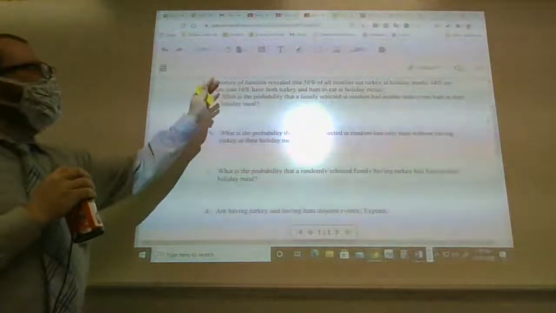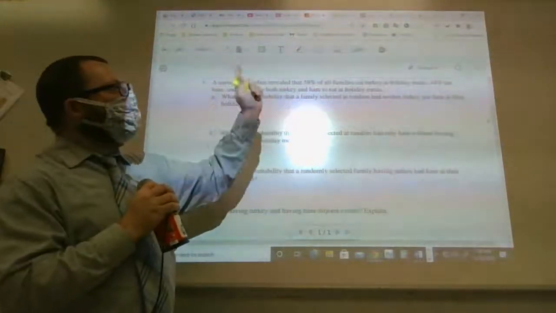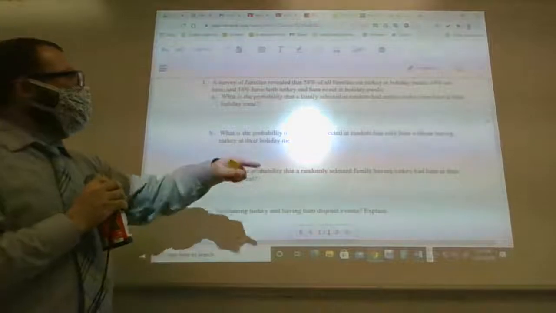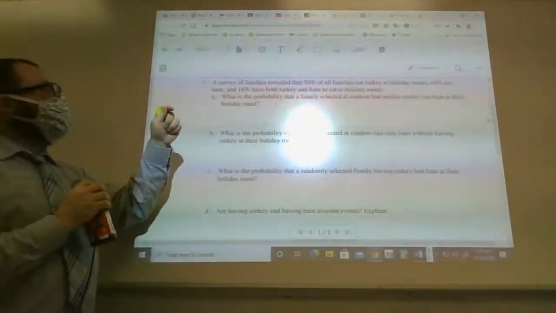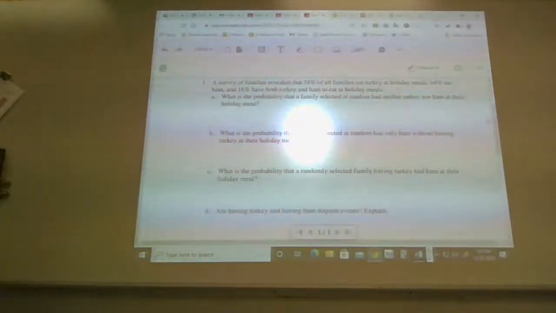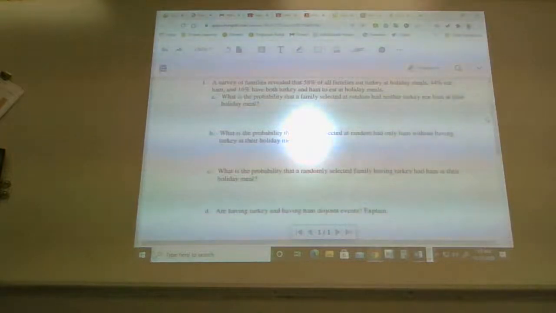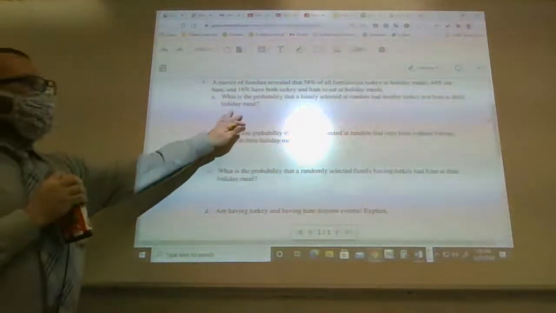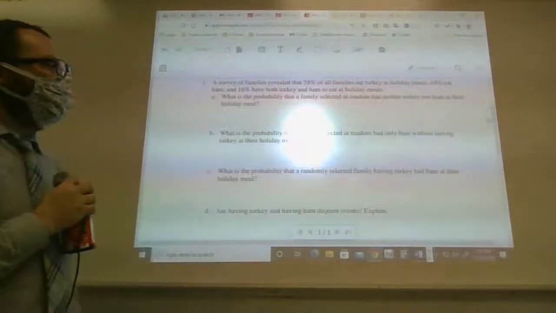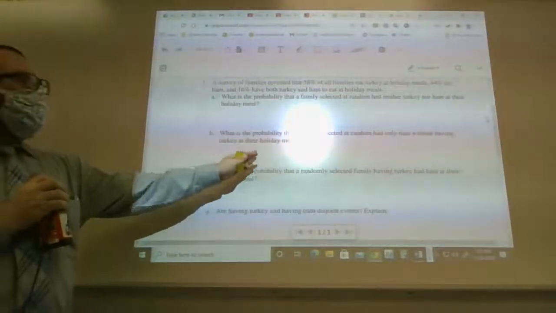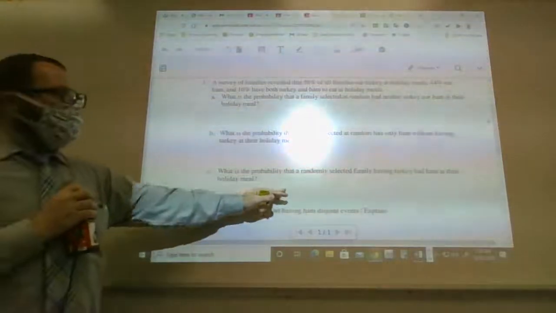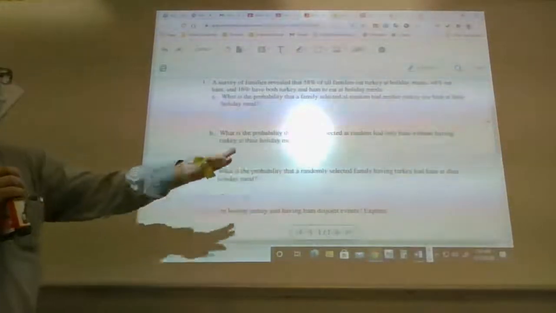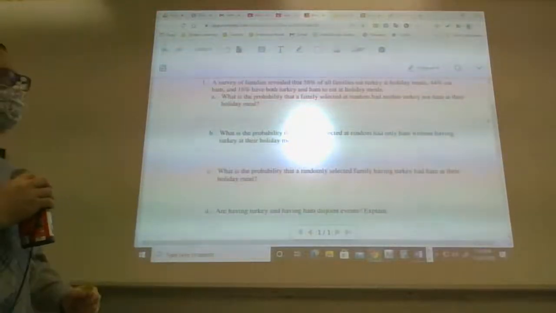They give you that 58% of families eat turkey, 44% eat ham, and 16% eat both. And that's all the information they give you. And then they ask the following questions. What is the probability that they ate neither one of them? What is the probability that they ate only ham? And what is the probability that a family having turkey had ham?